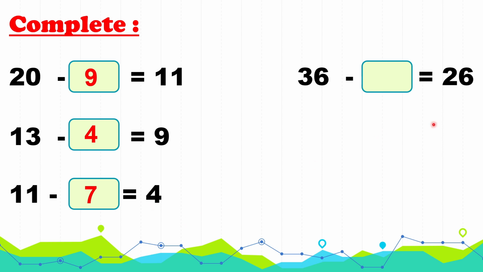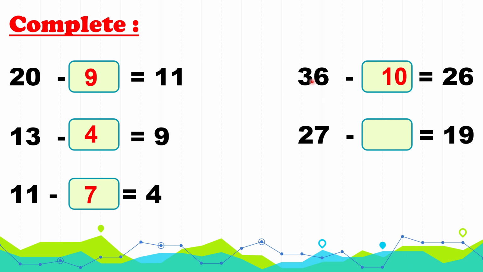The smallest number here is 26, so I'm going to count after 26 until I reach the greatest number, 36. So after 26: 27, 28, 29, 30, 31, 32, 33, 34, 35, 36. I have 10 fingers on.